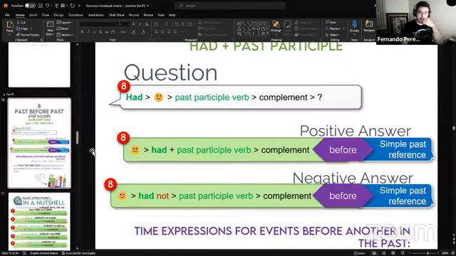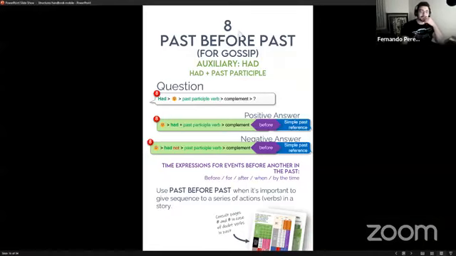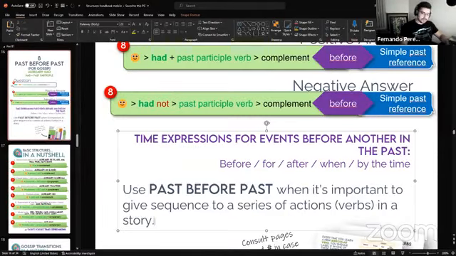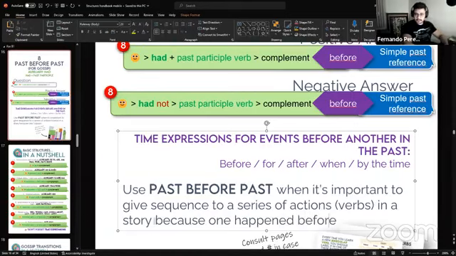Attention. The structure number 8 is used when it's important to give sequence to a series of actions, verbs, in a story. Because one happened before another in the past. Let's add this information. One happened before another in the past.